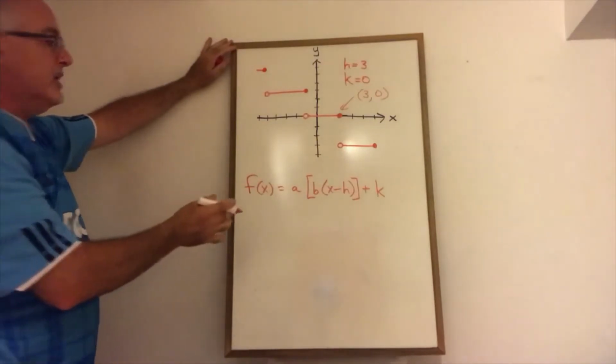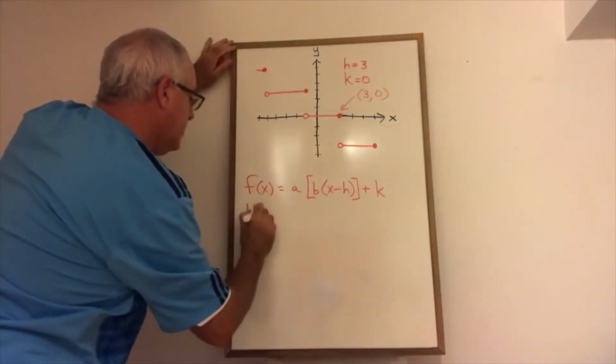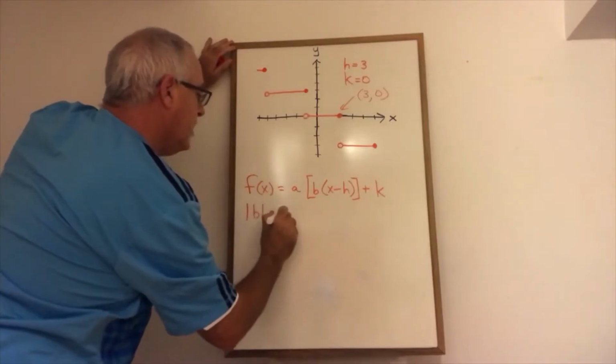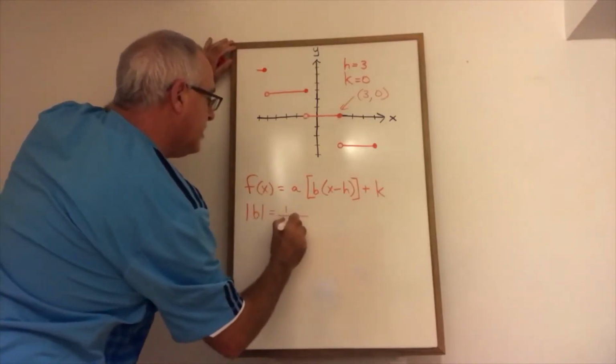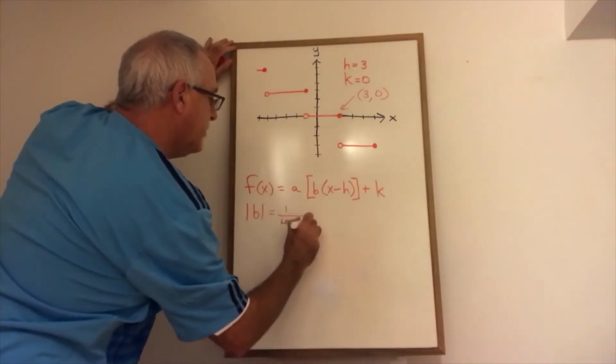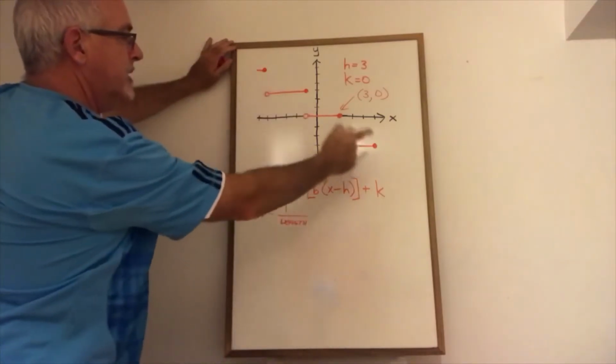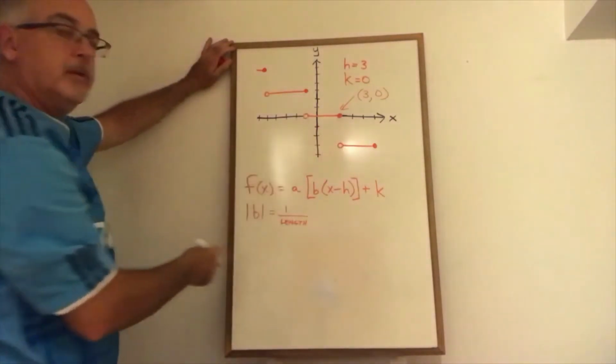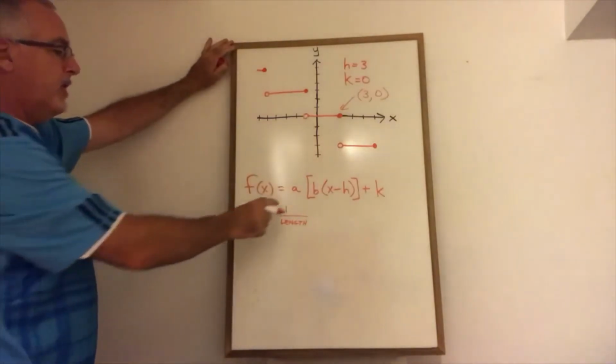Now I want to focus on b. The absolute value of b is equal to 1 over the length of the steps. Well, I can see by looking at this graph that the length of the steps is 4 units. So therefore I have 1/4.